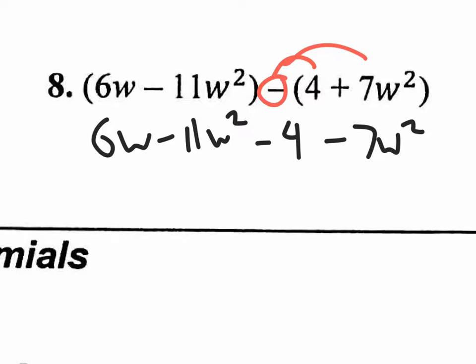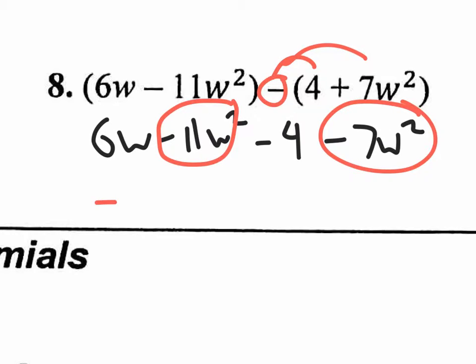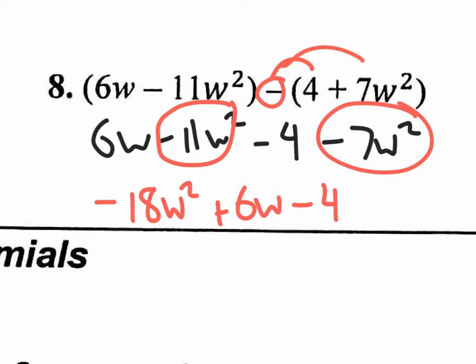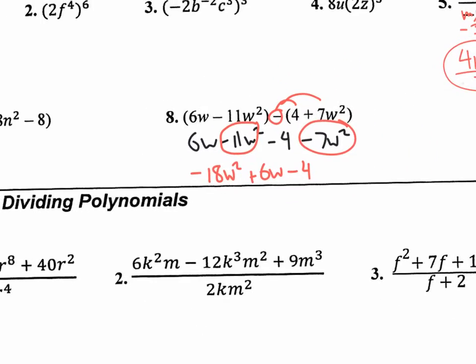Go with the highest exponent first. You have a negative 11w squared and a negative 7w squared. That's going to be a negative 18w squared. And then you just put it in order. The next term would be a positive 6w and minus 4 at the very end. Easy stuff, right? Easy peasy.